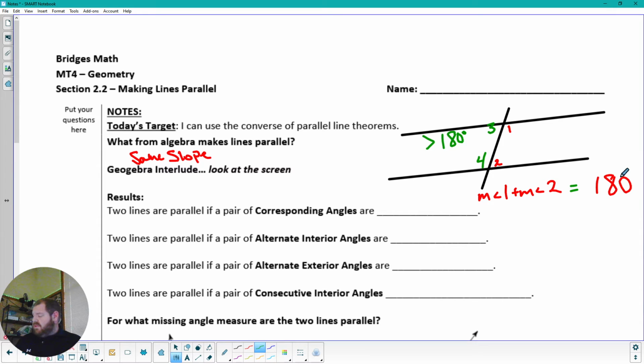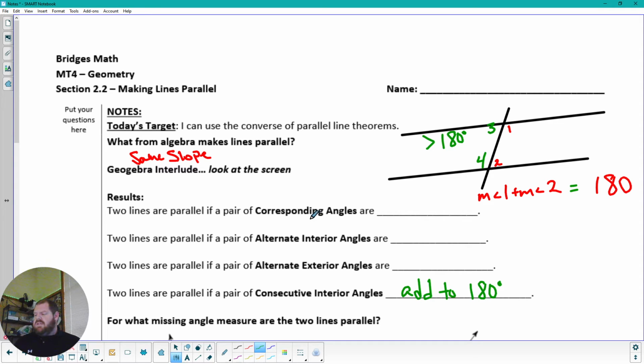In fact, let's go ahead and put that one in. 1 and 2 are consecutive interior angles. The two lines are parallel if those angles add to 180 degrees. Okay? On all the rest of these that we have above this, corresponding angles we talked about yesterday, if the lines are parallel, then corresponding angles are congruent.